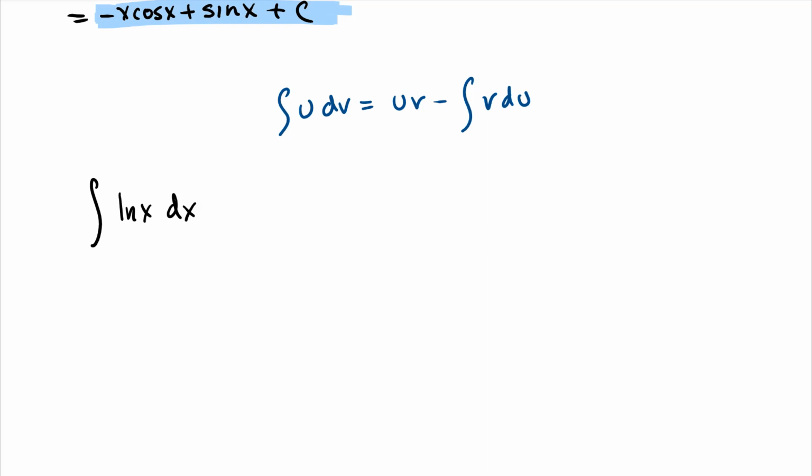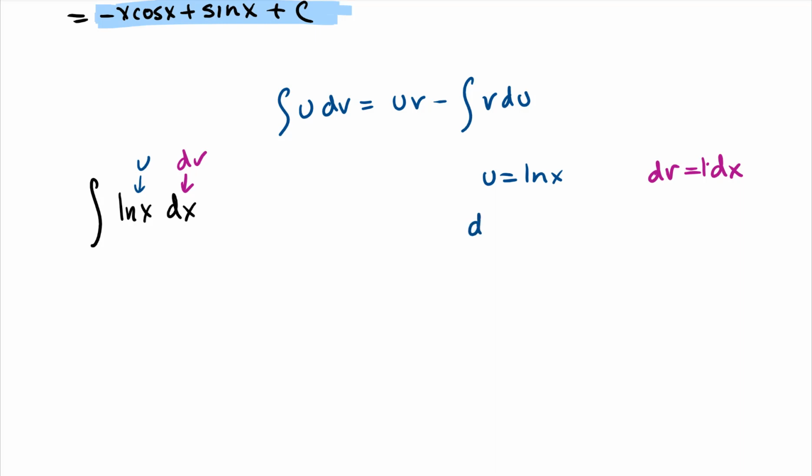So let's find a u. I think the simplest u we could find would just be ln of x. And I think the simplest dv we could find would just be dx. So let's take it aside. u is equal to the natural log of x, and then our dv is equal to just dx. Or how about this, 1 times dx.